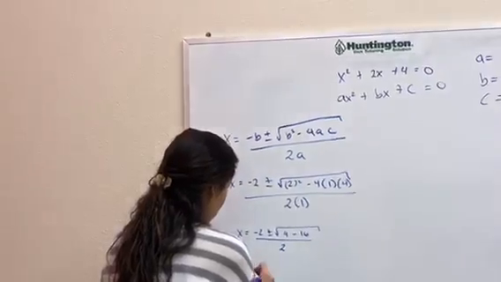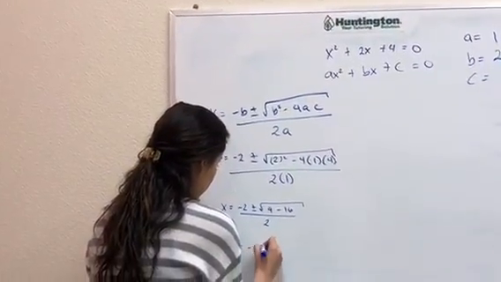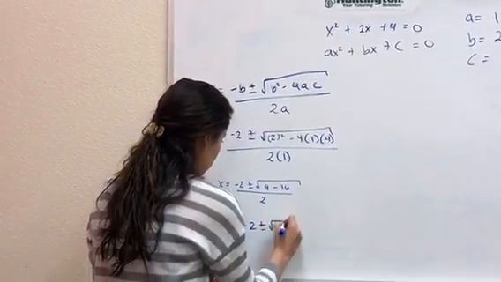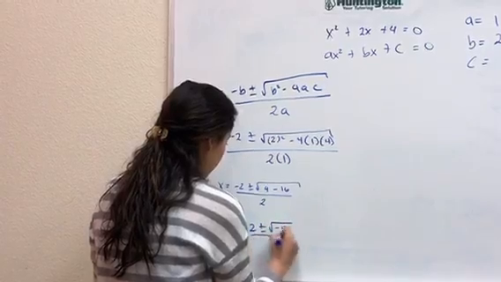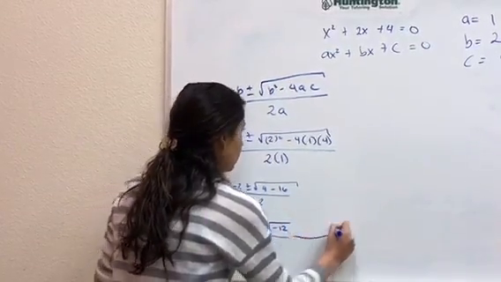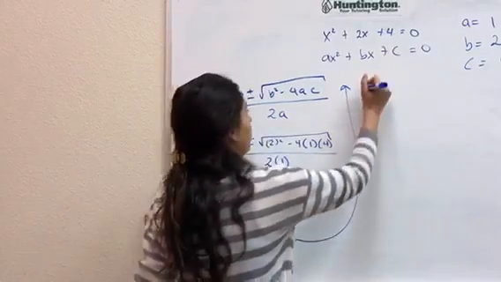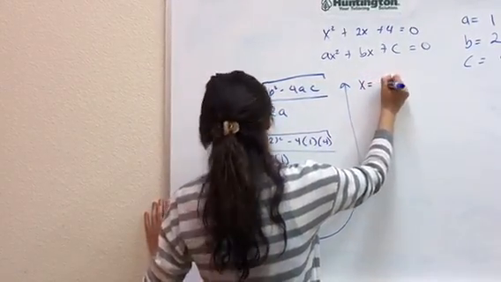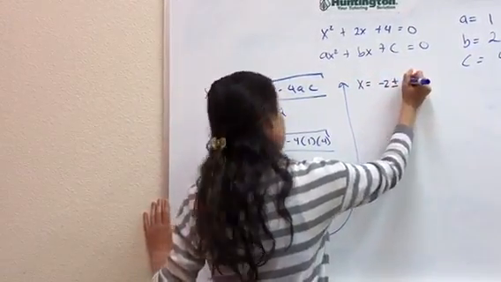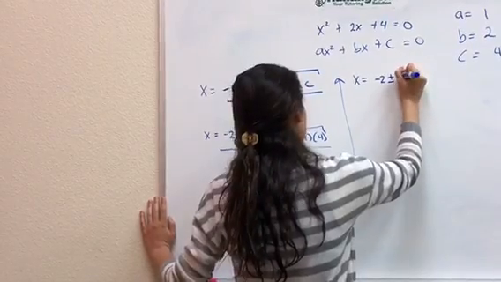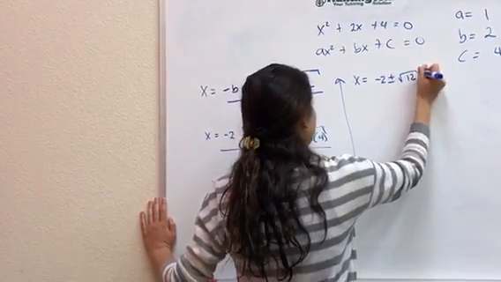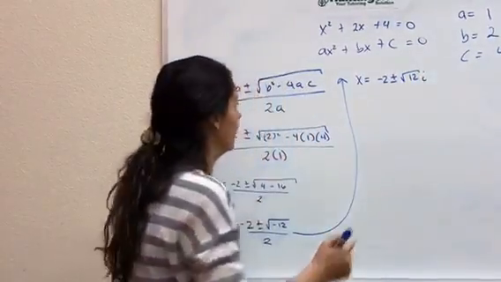So what we can do to simplify even further is negative 2 plus or minus the square root of negative 12 over 2. The first thing that we want to do is consider what our answer should look like when it comes to that negative. So x equals negative 2 plus or minus, we're going to have our square root of 12, and we want to include our imaginary number i.